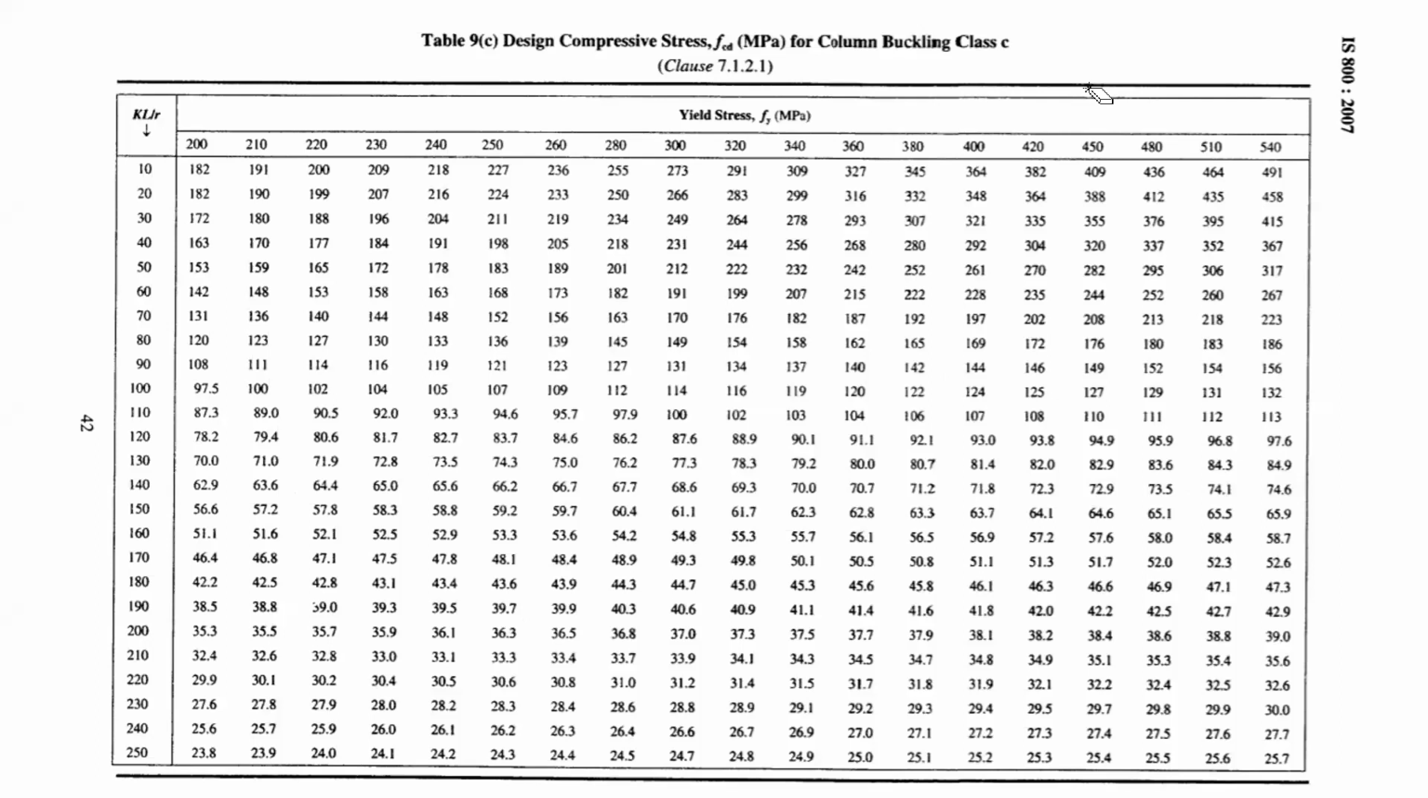Yeah, so this is table 9C, which talks about the design compressive stress, that is the FCD value, for column buckling class C. So let's look at the values here. Along the x-axis, you are given different values of yield stress, starting from 200 up to 540, right? On the y-axis, you are given KL by R values, starting from 10 up to 250.